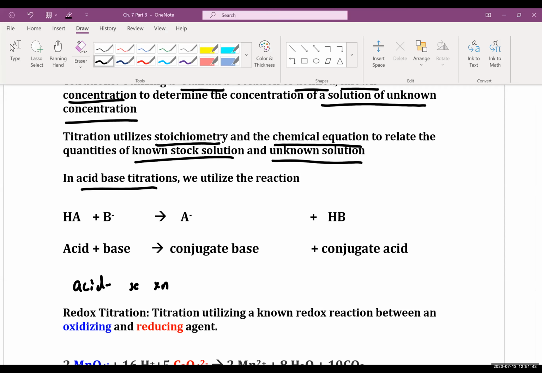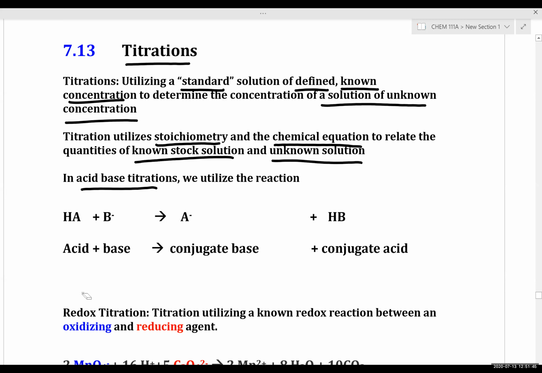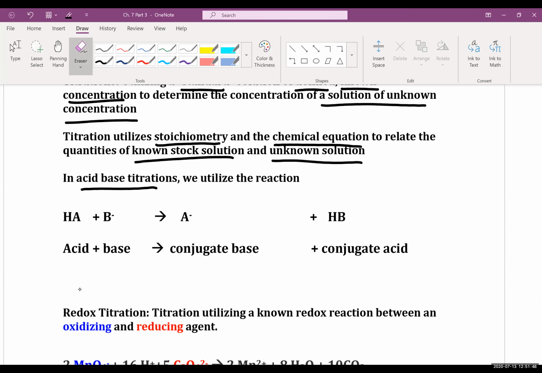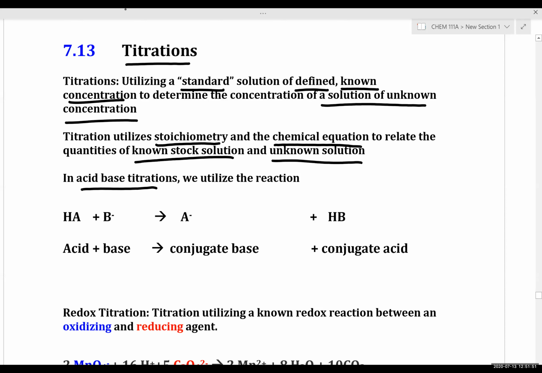So acid-base titrations fundamentally utilize an acid-base reaction. Okay, in redox titrations, instead of an acid-base reaction, redox titrations utilize a known redox reaction between an oxidizing and a reducing agent.